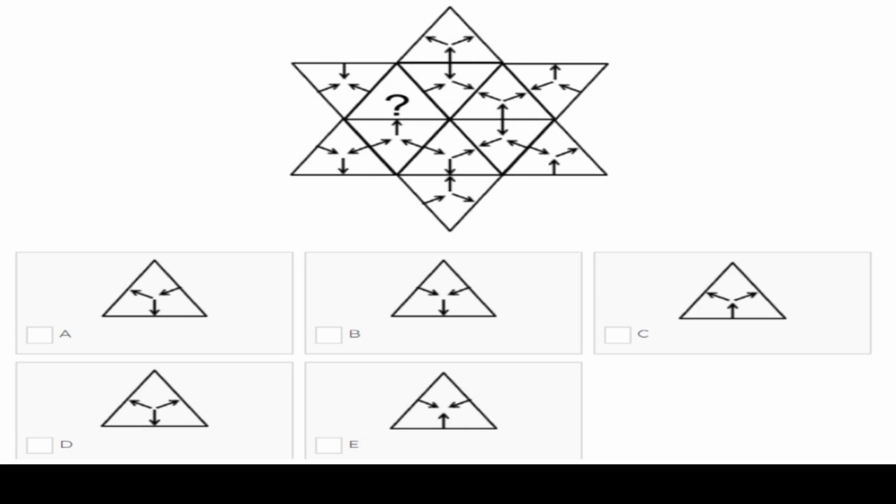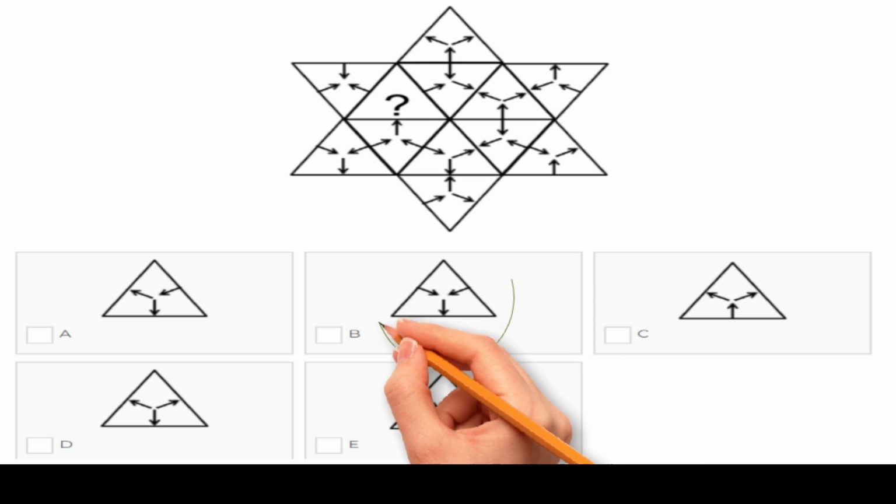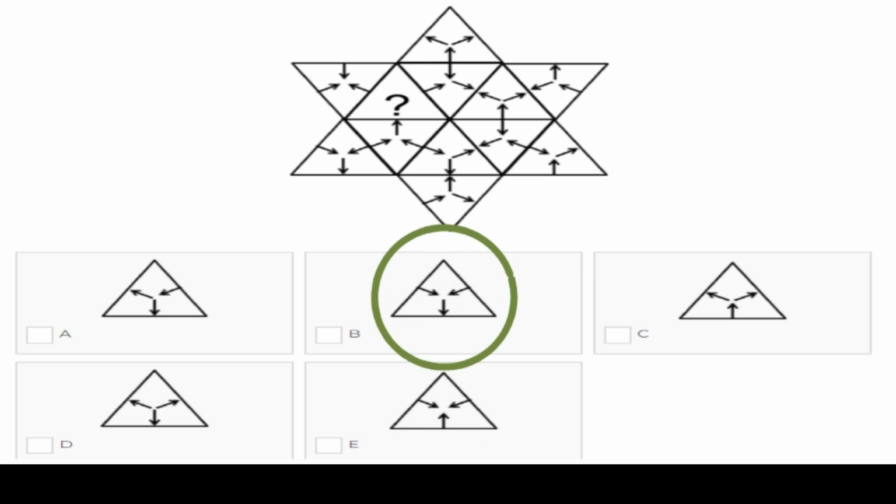10. Choose the image that completes the pattern. The answer is letter B. For every edge shared by 2 triangles, the arrows from both of its sides mirror one another.